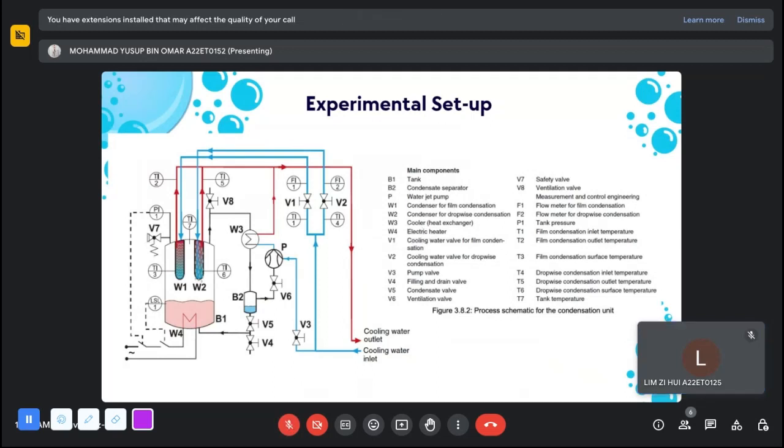Okay, this is the experiment setup. All of the components you can see here: tank, condenser, separator, water jet pump, condenser for film condensation, condenser for dropwise condensation, cooler, electric heater, cooling water valve for film condensation, cooling water valve for dropwise condensation, pump valve, filling and drain valve, condensate valve, ventilation valve, safety valve, ventilation valve, measurement and control engineering, flow meter for film condensation, flow meter for dropwise condensation, temperature, film condensation inlet temperature, film condensation outlet temperature, film condensation surface temperature, dropwise condensation inlet temperature, dropwise condensation outlet temperature, dropwise condensation surface temperature, and tank temperature.